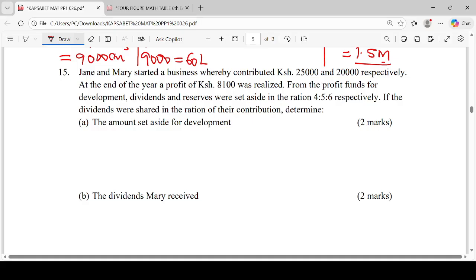So first of all, what you need to understand here is how much was set aside for development. Remember, the ratio here is 4. Let me get the total ratio.